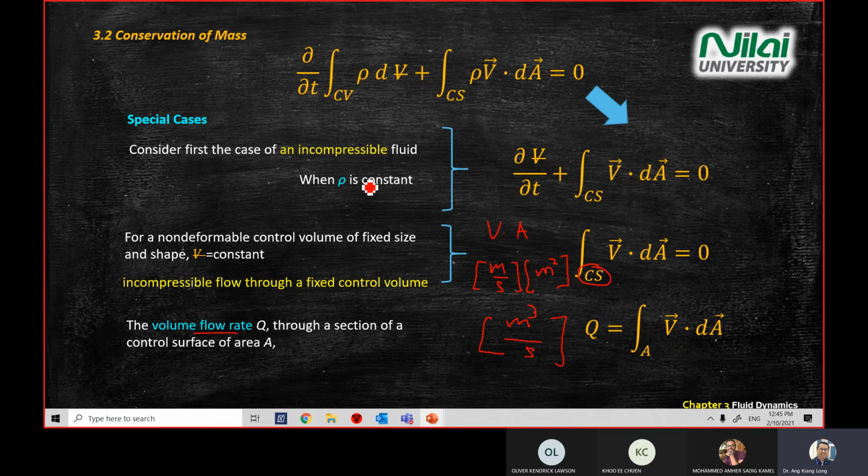So if you have an incompressible fluid, your continuity equation, like what you see at the top of the screen here, will reduce to a stage where you can calculate the volume flow rate. So if the question asks you to consider the fluid is incompressible, it means it asks you to find volume flow rate.